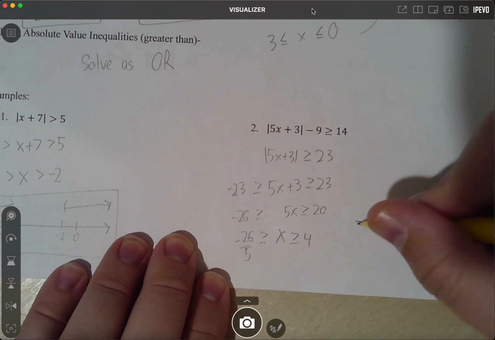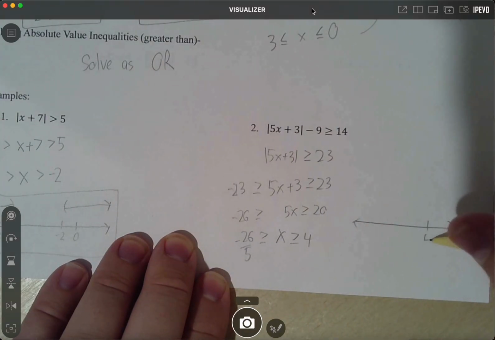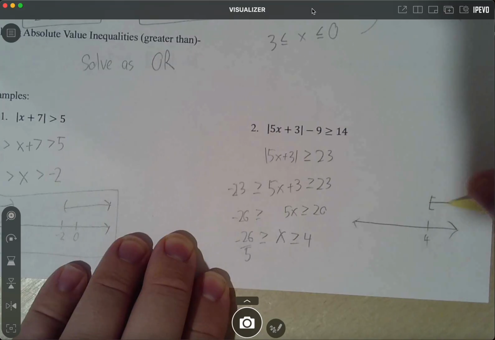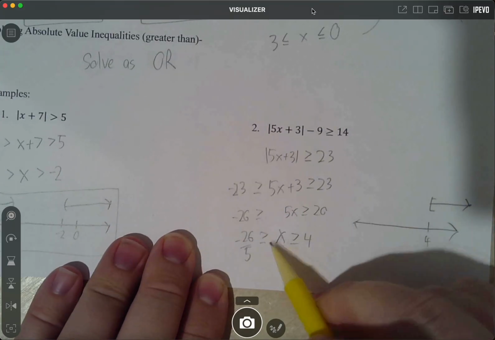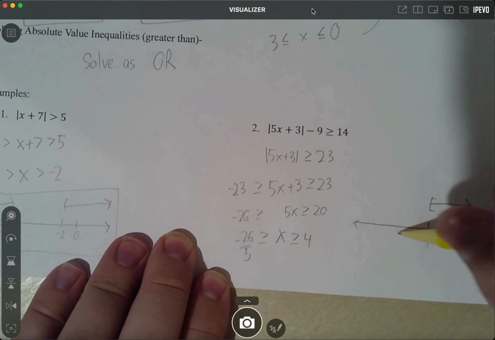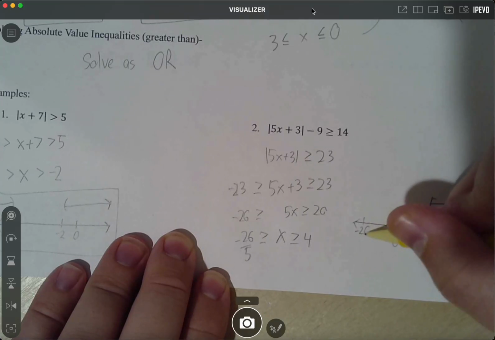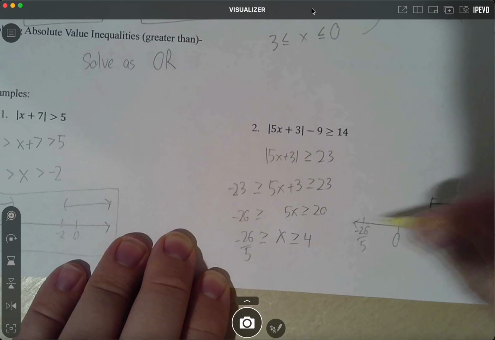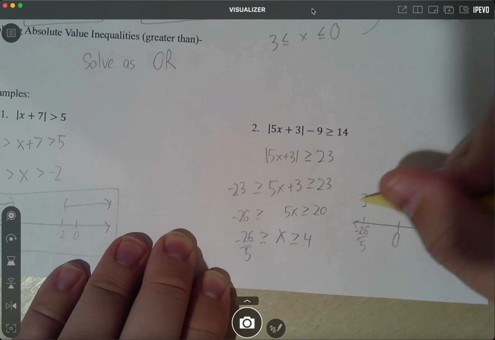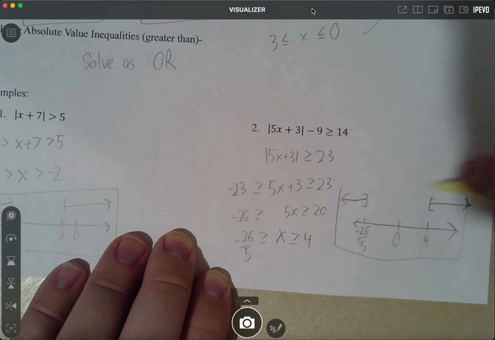All right, we've seen this before, but x can be greater than or equal to 4. That's this way. X can be less than negative 26 over 5, which again is just a little bit past negative 5, so that's about the relative space. And that would be our answer.